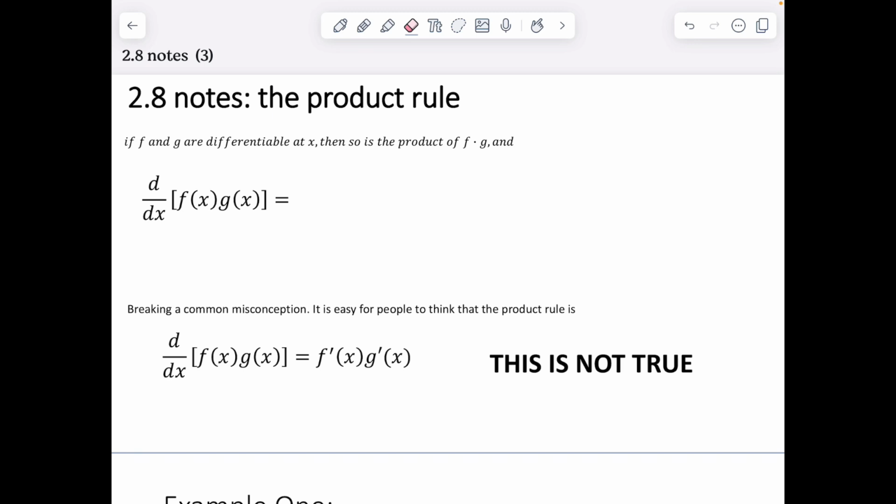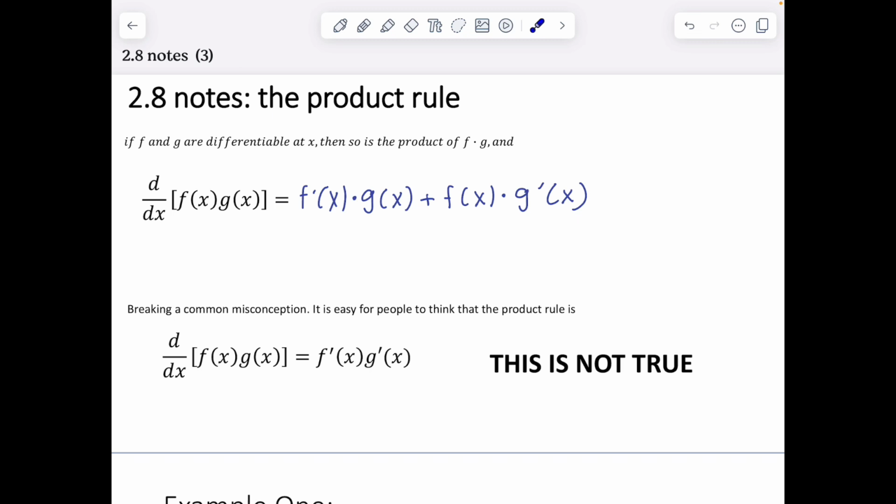So if f and g are differentiable at x, then so is the product of f and g. And the derivative, so this notation, remember, means find the derivative. So the derivative of f times g of x is f prime of x times g of x plus f of x times g prime of x. So notice this is the derivative of my first function, and this is the original second function, and they're going to be multiplied by each other. And then you add the original first function times the derivative of the second function.